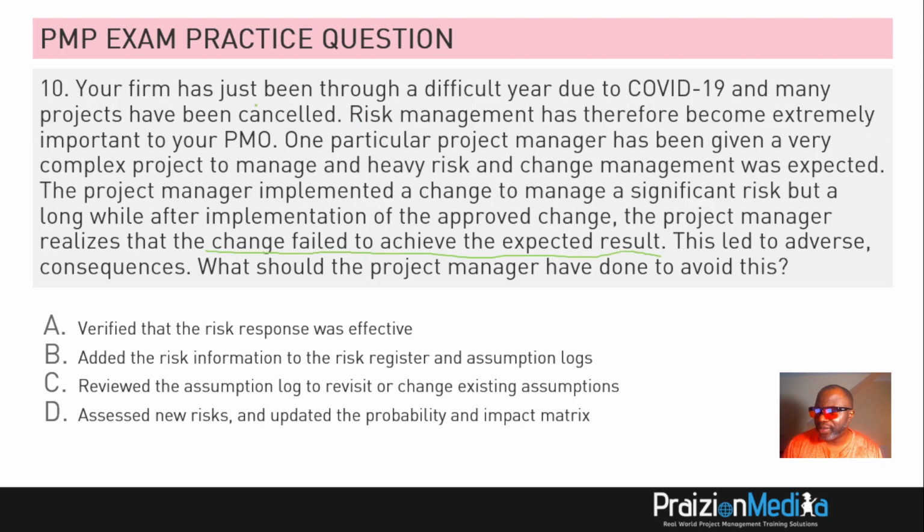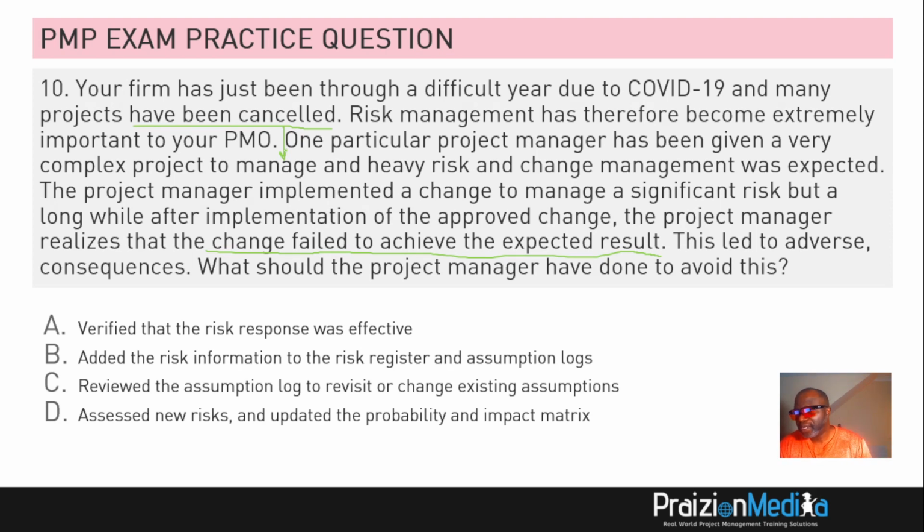But earlier on, it describes a red herring kind of a situation. See that? It says, many projects have been cancelled. So that's a distractor right there. That has nothing to do with what the real problem is, right? A long while after implementation of the approved change, the project manager realizes that the change failed to achieve the expected result. See? So the real question starts here. Everything else was a waste of time, which is why I recommend speed reading, getting really good at looking at a question and going through it fast, because these can waste your time.